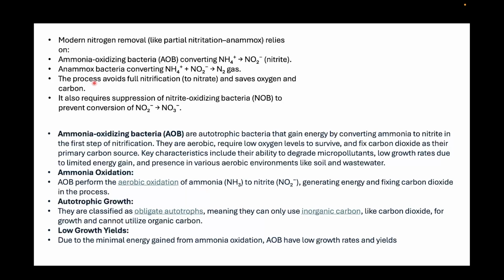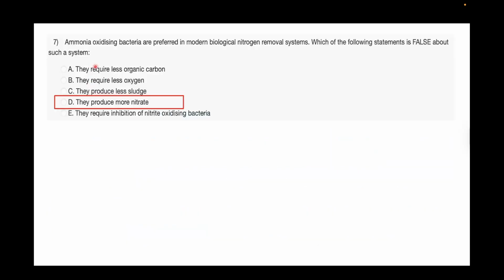So AOB and anammox are coupled together in a flux. Ammonia oxidizing bacteria AOB will convert ammonia to nitrite, which is NO2. And NO2 need not undergo full nitrification to nitrate, which is NO3 minus. It can directly be fed onto the anammox bacteria, which can convert ammonia plus nitrite to N2 gas. This process avoids full nitrification and saves oxygen and carbon. That's why they require less oxygen and less carbon.